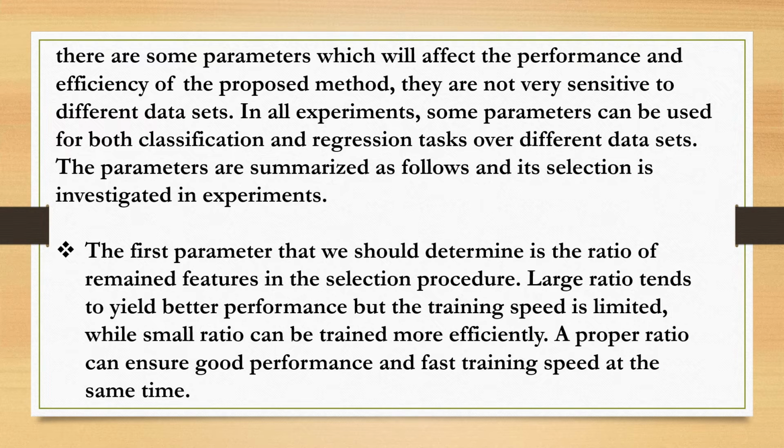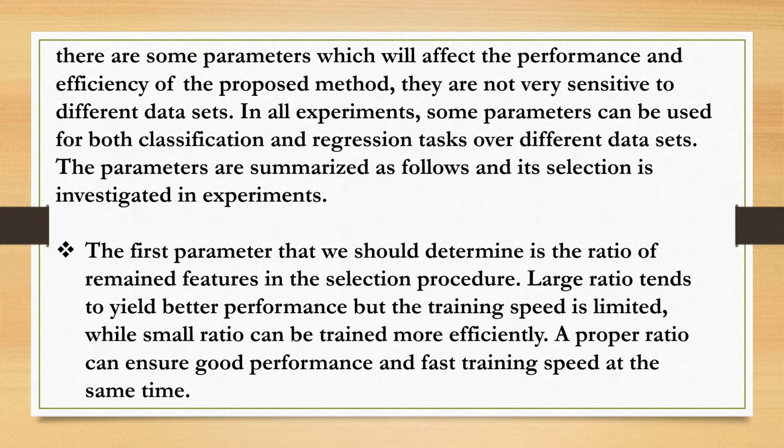There are some parameters which will affect the performance and efficiency of the proposed method. They are not very sensitive to different data sets. In all experiments, the same parameters can be used for different classification and recognition tasks over different data sets. The parameters are summarized as follows, and their selection is investigated in experiments.